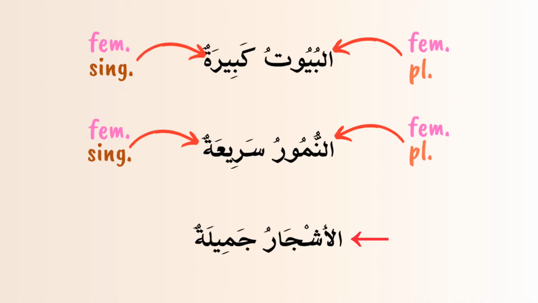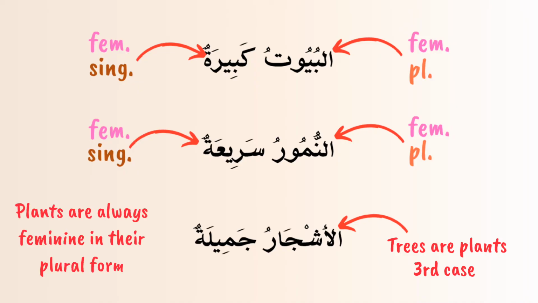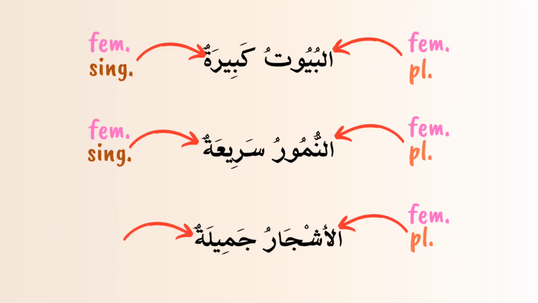The third and the last case, الأشجار جميلة. Trees are beautiful. Trees are plants. Remember, this is the third case, so the same rule applies. Plants are always feminine in their plural form and the predicate remains singular. It does not agree with its subject in number, but it does agree in gender, so it is also feminine.